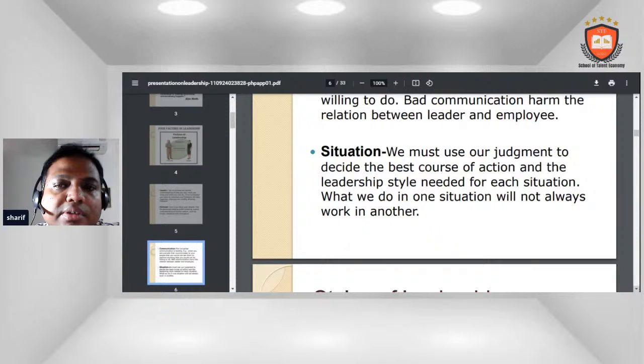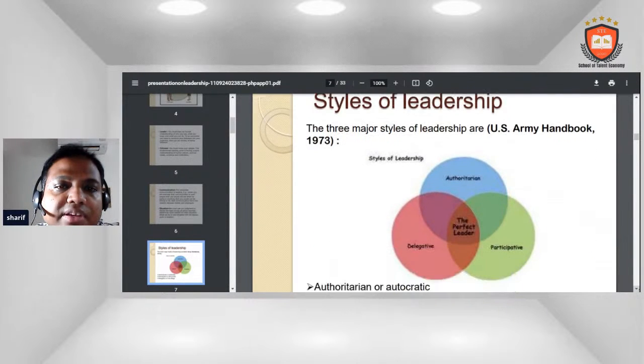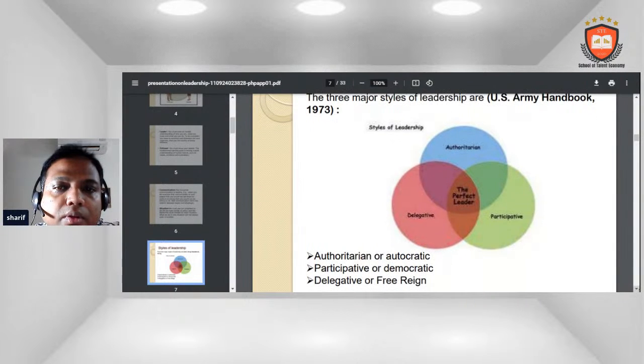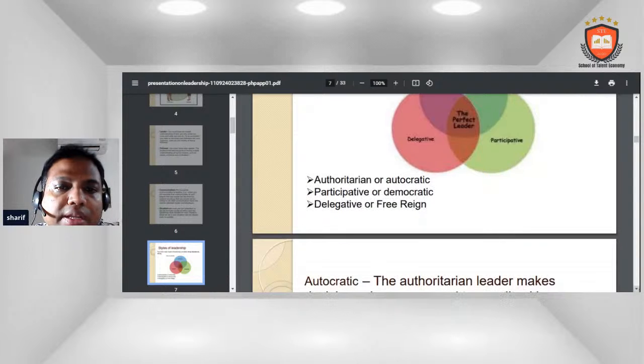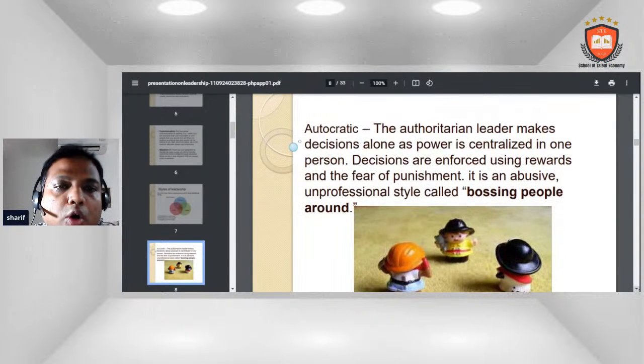Situation. We must use our judgment to decide the best course of action and the leadership style needed for each situation. What we do in one situation will not always work in another. Styles of leadership. The three major styles of leadership are authoritarian, participative, and delegative.